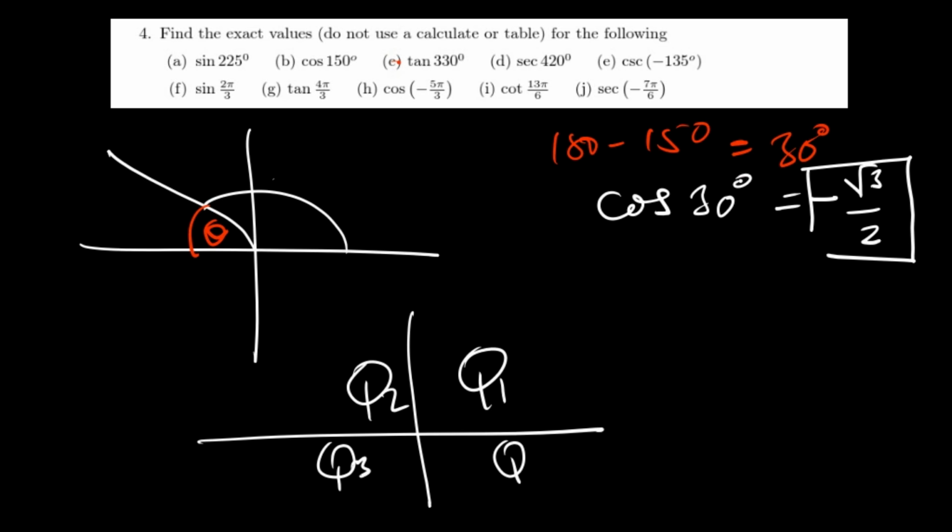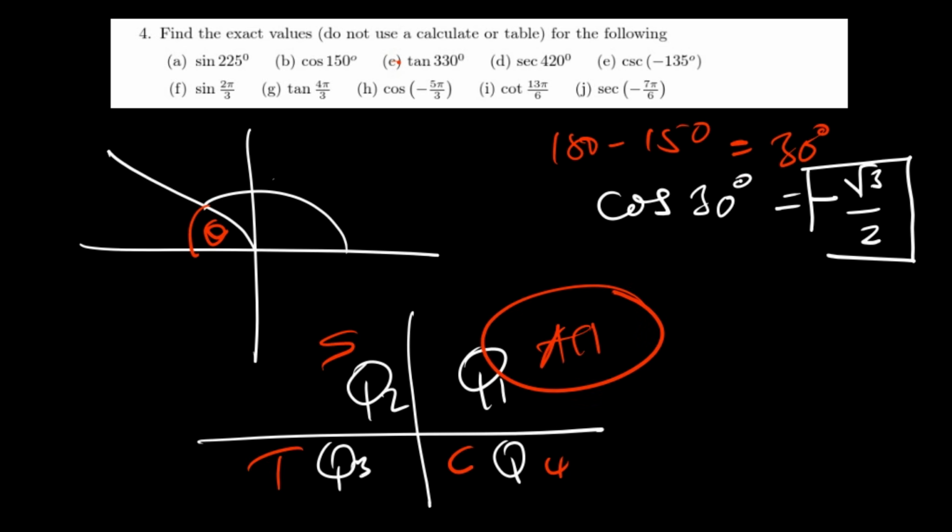So we say all student take chamber, meaning that in the first quadrant all the trig ratios are positive: sine, cos, tan. In the second quadrant, S is symbolizing what? Sine. So sine is positive, the rest are negative. T is tan. In the third quadrant, tan is positive, the rest are negative.